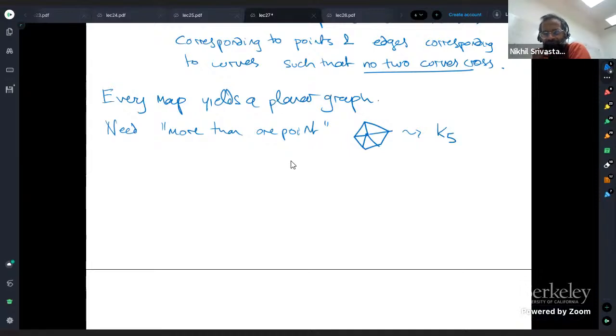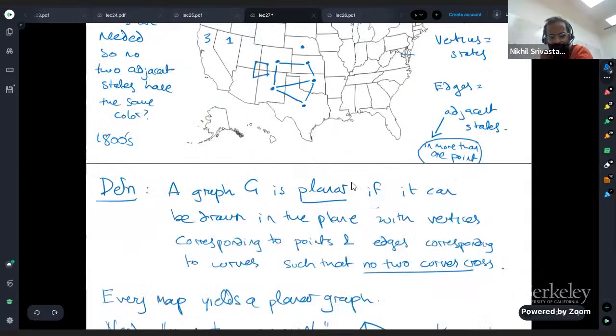And there's no way to draw that in the plane without some crossings. So this is not planar. So some care is required. We can examine this again to figure out why the chromatic number is at least four, but okay.